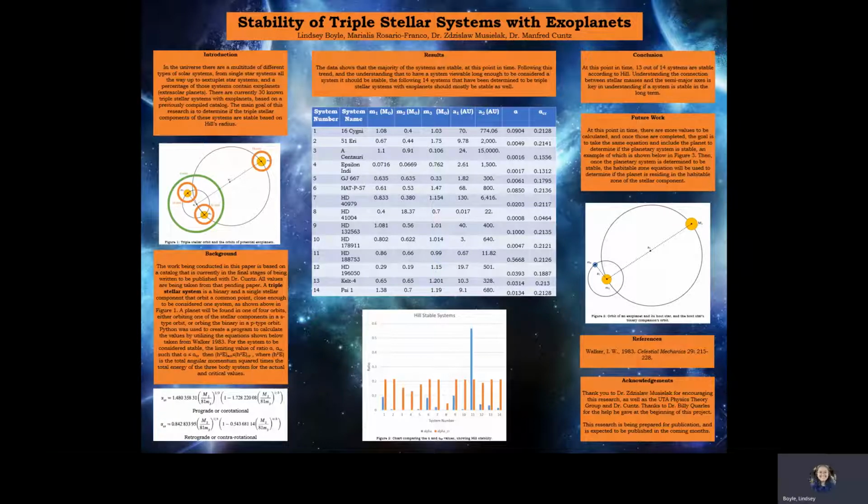system. So on the understanding that 13 out of 14 systems are stable, according to Hill, knowing the connection between stellar masses and the semi-major axes is key in understanding if a system is stable in the long term.